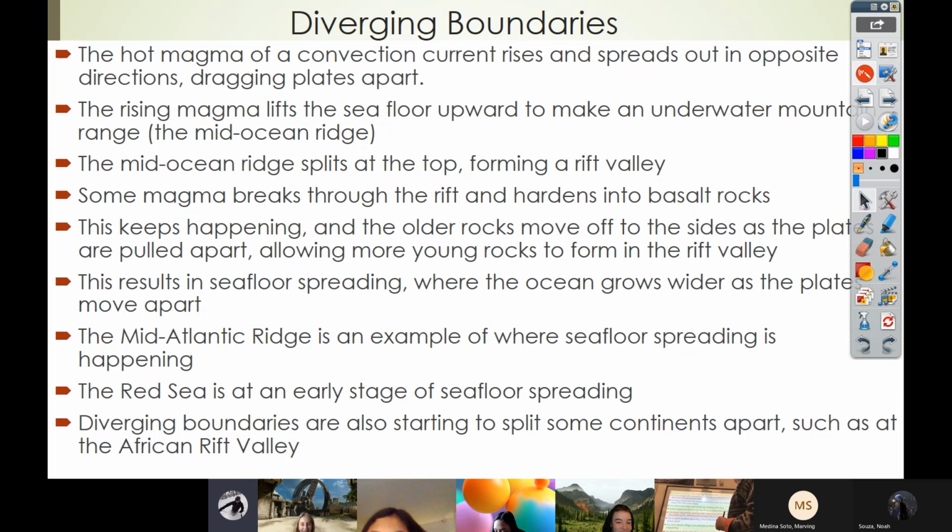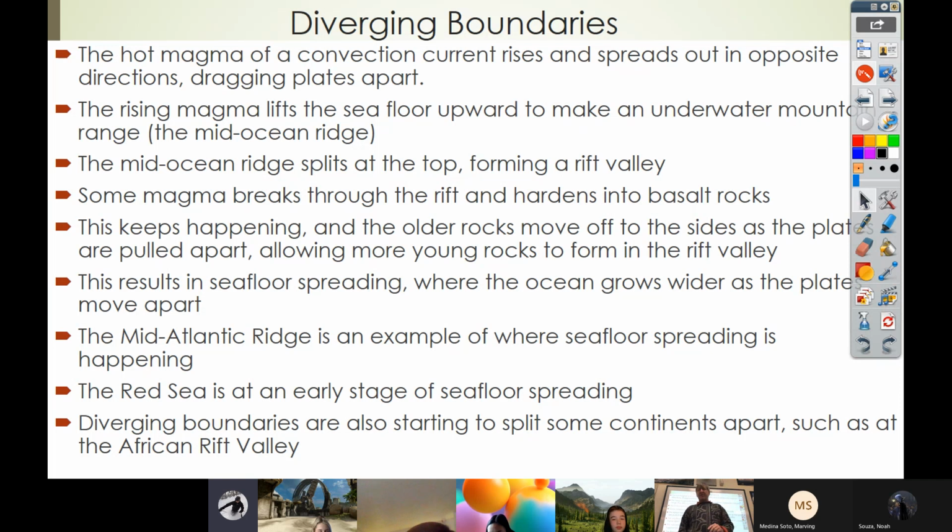The hot magma of a convection current rises and spreads out in opposite directions, dragging plates apart. The rising magma lifts the seafloor upward to make an underwater mountain range, the mid-ocean ridge. The mid-ocean ridge splits at the top, forming a rift valley. Some magma breaks through the rift and hardens into basalt rocks. This keeps happening, and the older rocks move off to the sides as the plates are pulled apart, allowing more young rocks to form in the Rift Valley.